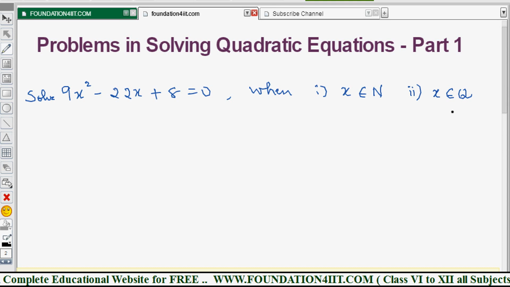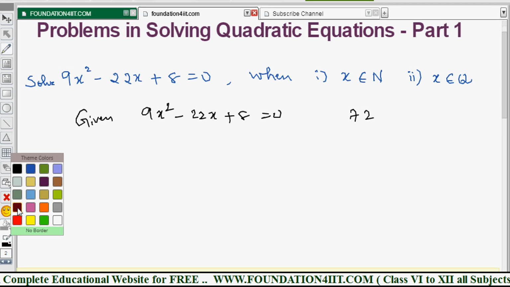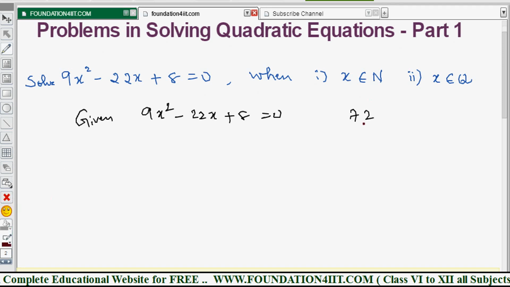First we need to solve using the normal quadratic equation method. According to our method, this is the general form ax square plus bx plus c. So 9x square minus 22x plus 8 is equal to 0 is the given quadratic equation. Now the x square coefficient is 9 and the constant is 8. So 9 into 8 is 72. Now according to the method, if you multiply two numbers, 72 should come, and if I add the same numbers, we should get minus 22.